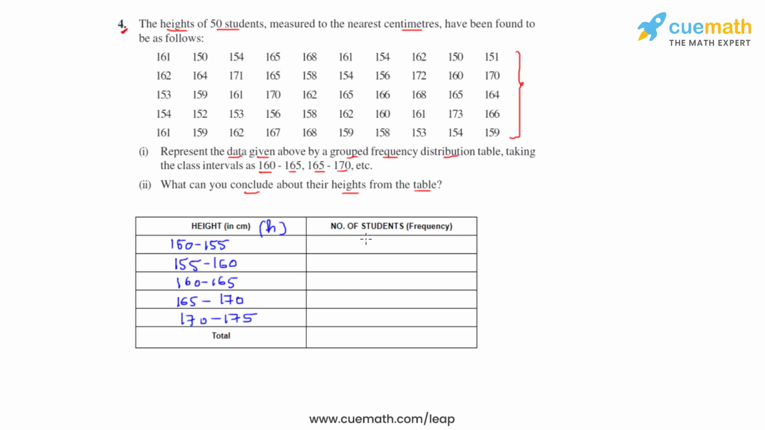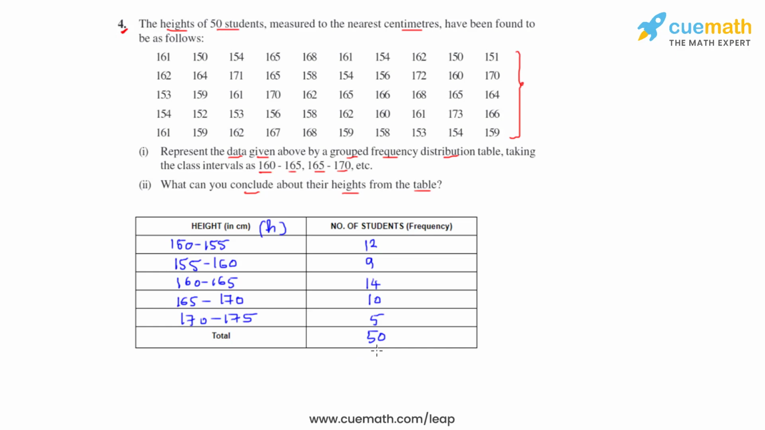Now let's see the number of students that fall into each of these classes. In the first class, that is from 150 to 155 centimeters, we have 12 students. In the second class, 9 students. In the third class, 14 students. In the class interval 165 to 170, we have 10 students. And finally, in the last class, that is 170 to 175 centimeters, we have 5 students. If we add up, that is, if we do the sum of all the frequencies, we get a total of 50, which is the number of students that we have.